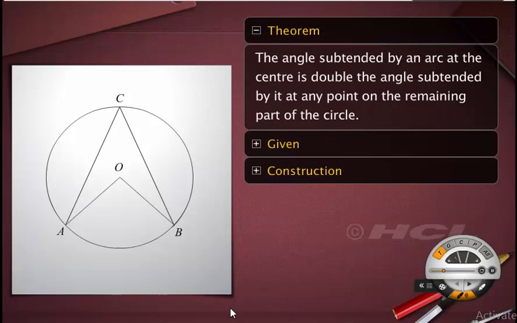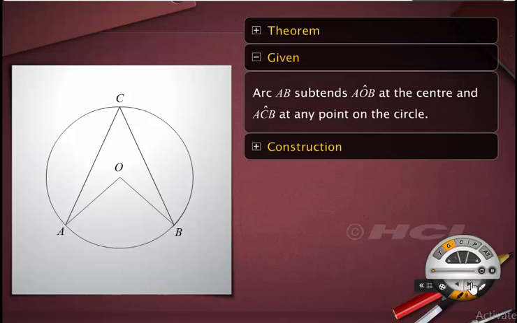Angle subtended by an arc at the center is double the angle subtended by it at any point on the remaining part of the circle. We are given an arc AB that subtends angle AOB at the center and angle ACB at any point on the circle. Let's consider three different cases.